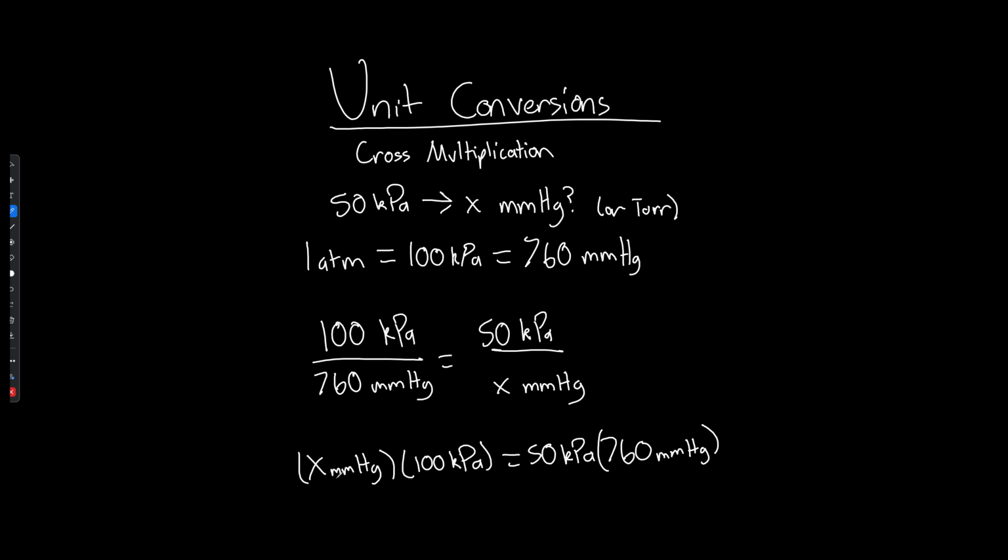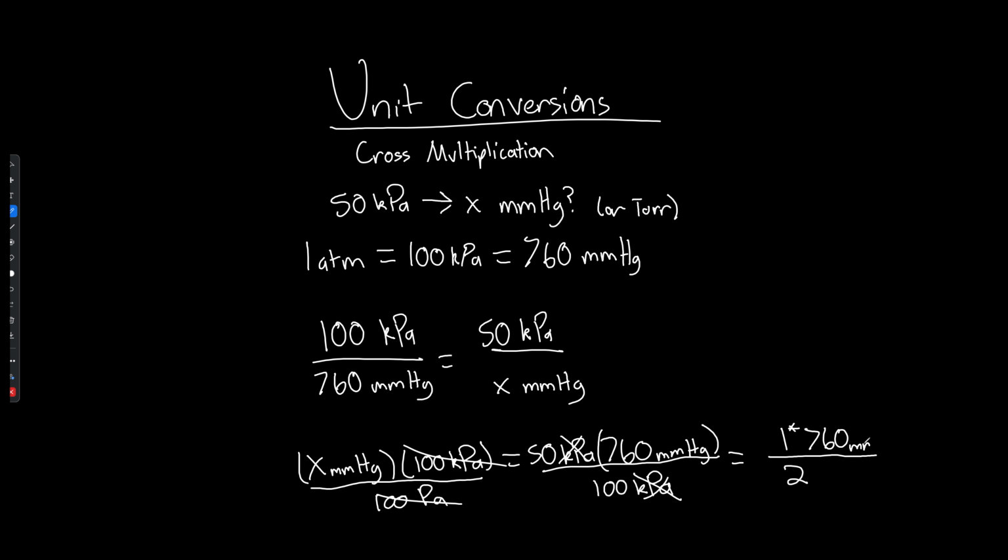So we're going to divide both sides by 100 kilopascals, which gets this to cancel out over here. That's also going to get the unit kilopascals to cancel out. So we essentially can simplify this: we're doing 50 divided by 100, which is 1/2. So basically we have 1/2 times 760 millimeters of mercury. We're basically just dividing 760 by 2. Let me slide this over really quickly.